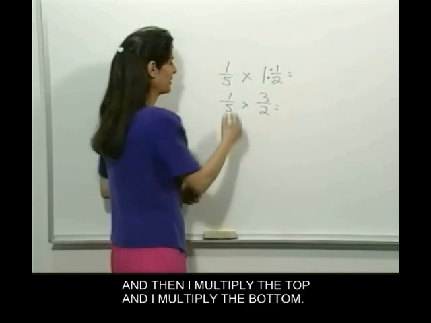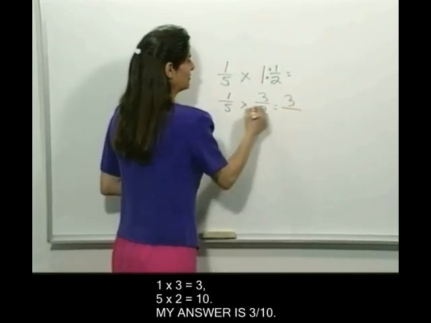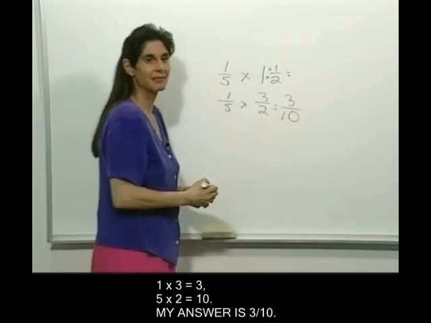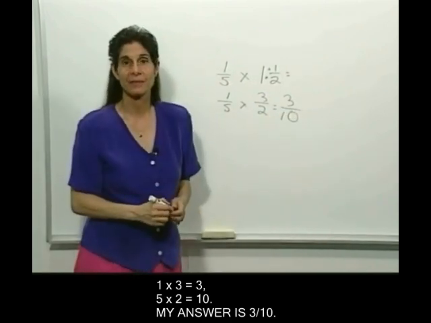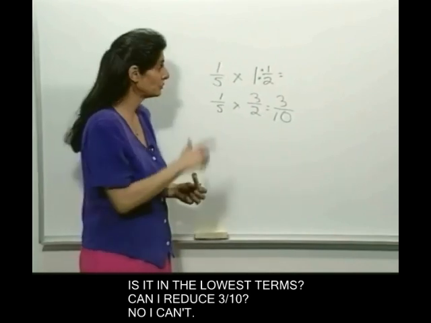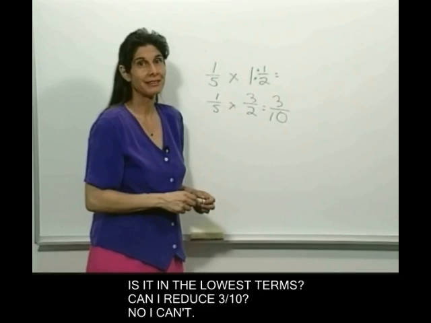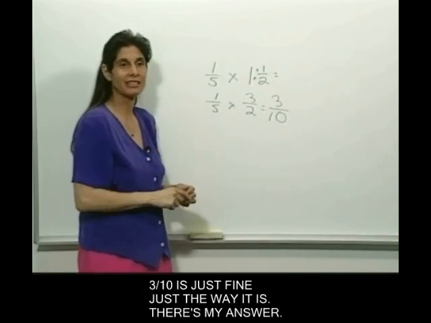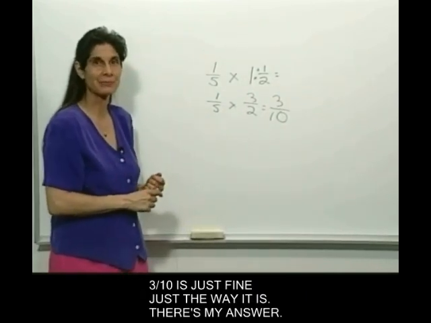And then I multiply the top and I multiply the bottom. 1 times 3 is 3. 5 times 2 is 10. My answer is 3/10. Is it in the lowest terms? Can I reduce 3/10? No, I can't. 3/10 is just fine, just the way it is. There's my answer.